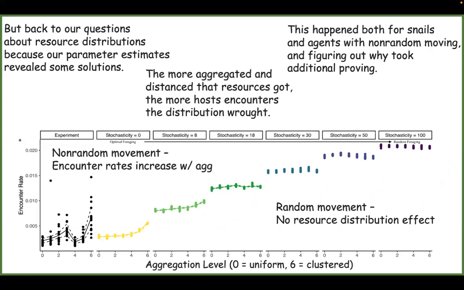But back to our questions about resource distributions, because our parameter estimates revealed some solutions. The more aggregated and distanced that resources got, the more host encounters the distribution wrought.